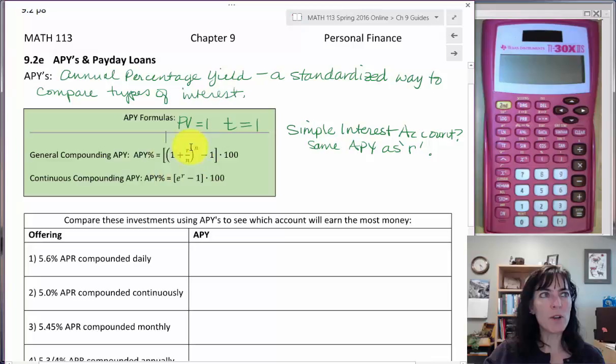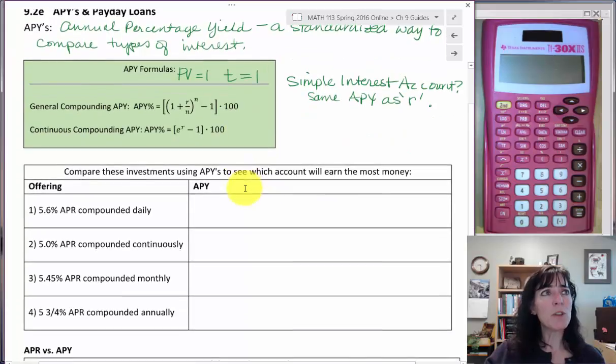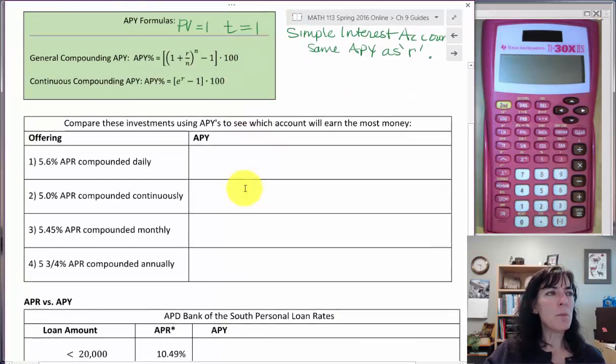So this 1 plus r over n to the n comes from our general compounding formula. And down here, we see the e to the r, which is just like our continuous compounding formula. Remember, it was e to the rt. T is going to be set to 1, so it's just e to the r. Subtract off that 1 that you had at the beginning, and then multiply by 100 to turn it into a percent. So pretty straightforward, the two formulas.